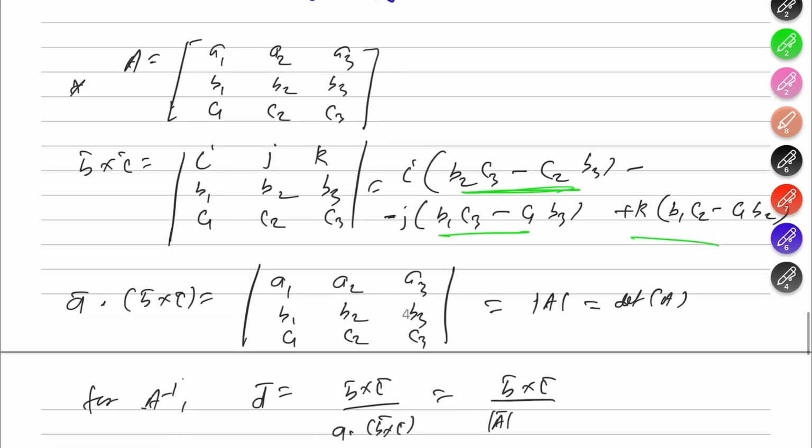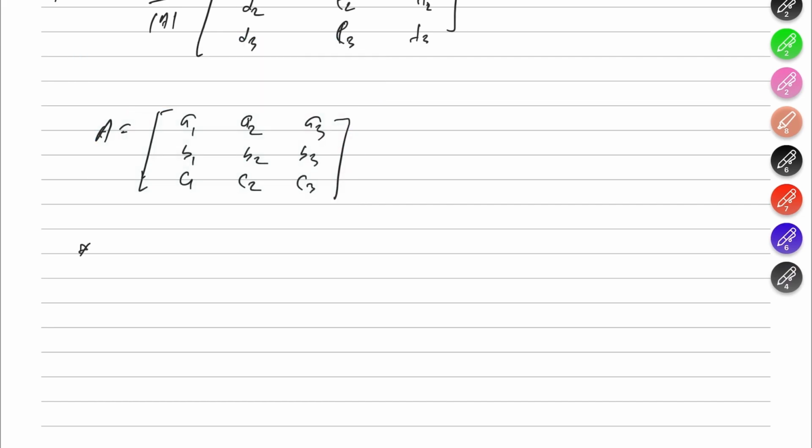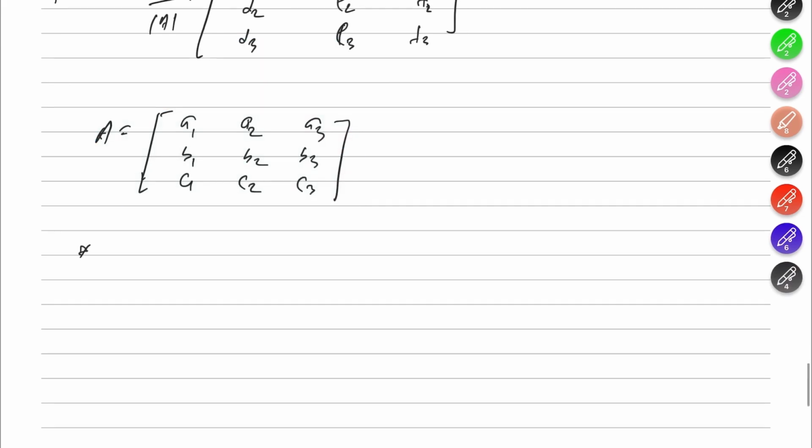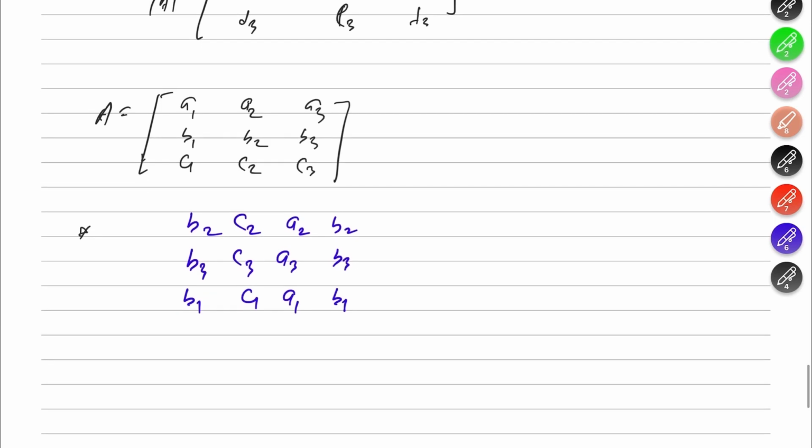See the way I wrote the general form like this? Just one part. So what was the formula? The formula says write in this form: the first column is B1 C1 A1 and again B1, then the second column is B2 C2 A2 and B2, and the third column is B3 C3 A3 and then B3.